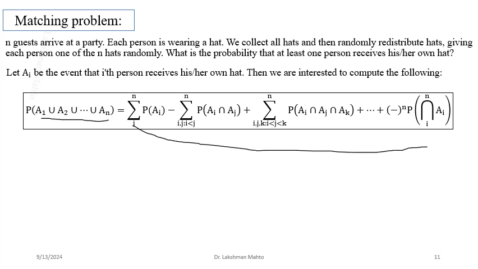The first term is the summation of the probabilities of the A_i. It is a single summation. The second is the first level of exclusion, a double summation over i and j, the probability of A_i intersection A_j. Then a triple summation comes, and so on until this last term. So you have to go on, and it will take the form of a binomial picture. You will see it here.